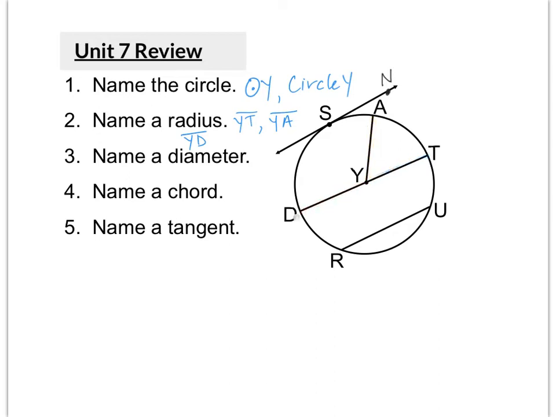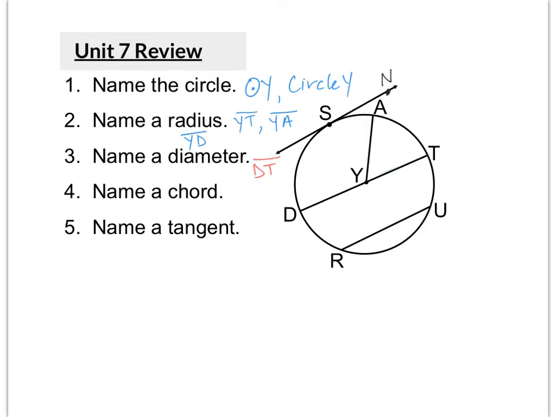All right, let's move on to number 3, diameter. Now remember, a diameter is a segment that goes through the center of the circle. So it has to go all the way across the circle and through the center. The only diameter marked in this picture is segment DT. You do not use the center letter in your answer, you only use the 2 endpoints.